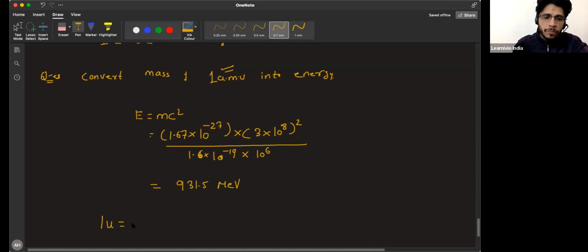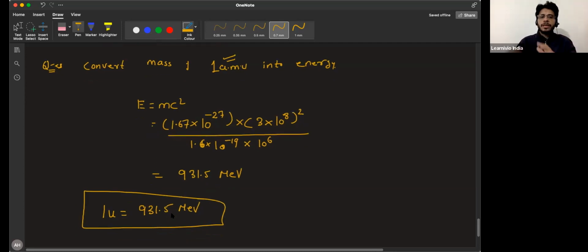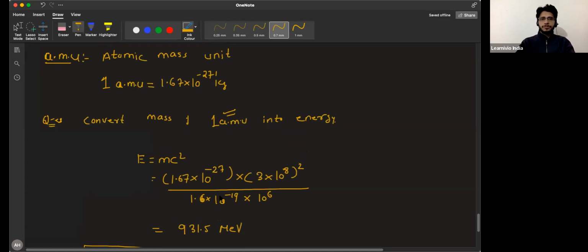So you should remember this result. 1 AMU of mass will give this much energy. If you destroy mass corresponding to 1 AMU, then you will get energy equal to 931.5 mega electron volt. You have to remember this result. We'll use this result in all calculations. Note it down.